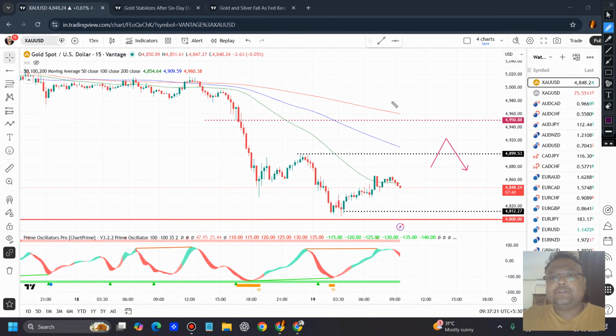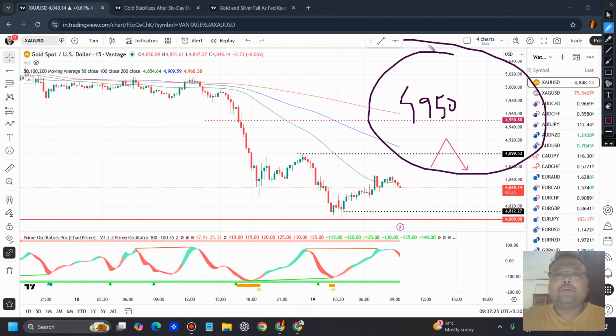The second selling opportunity on the chart of gold is around 4950. So these are the two selling opportunities on the chart of gold where we can look for a sell position as a day trader. Today I am not suggesting any buy position here because I am a day trader, and as a day trader we need to be flexible. Right now the market is on the seller's side, so we are looking for sell positions only.